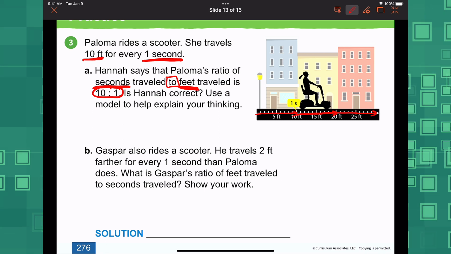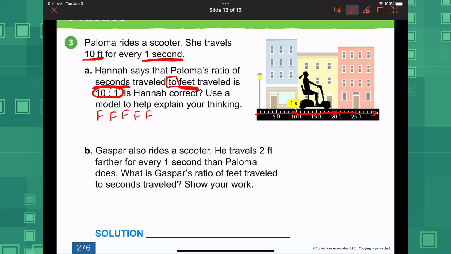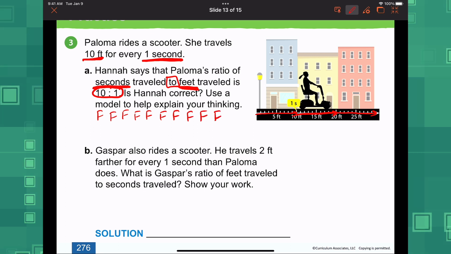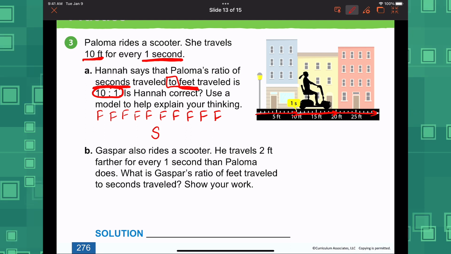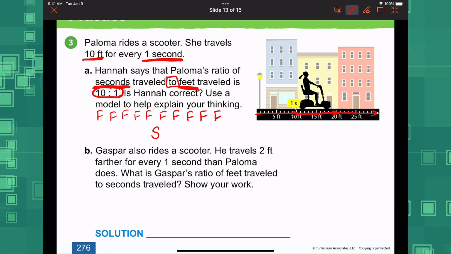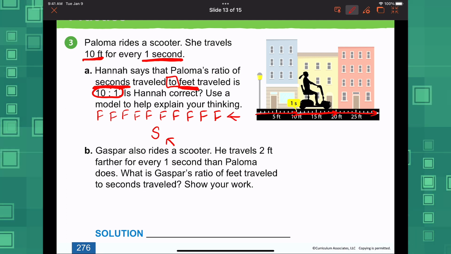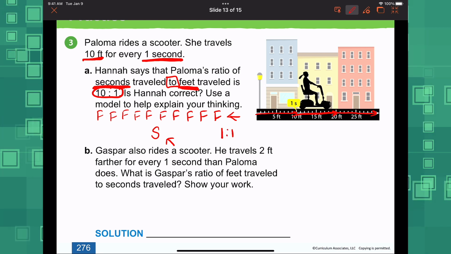If you think about this, let's do feet. So we've got 10 feet, 20, 30. We've got 10 feet traveled every 1 second. Now she is comparing seconds to feet, and she's saying that should be 10 to 1, which means we should have 10 seconds for every 1 foot. So she's actually got that backwards. If she wants to do seconds to feet, then she needs a 1 to 10 ratio.